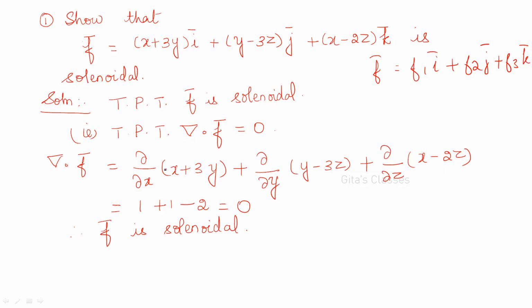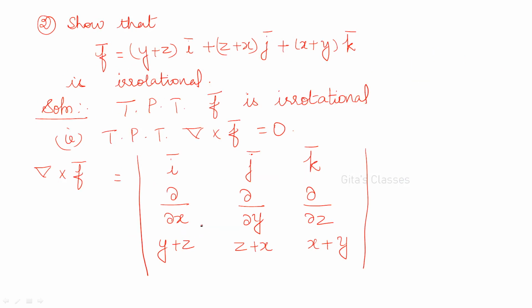Partially differentiating with respect to x, we get 1. Partially differentiating with respect to y, we get 1. And partially differentiating with respect to z, we get minus 2. So 1 plus 1 minus 2 is 0. Therefore, f bar is solenoidal.